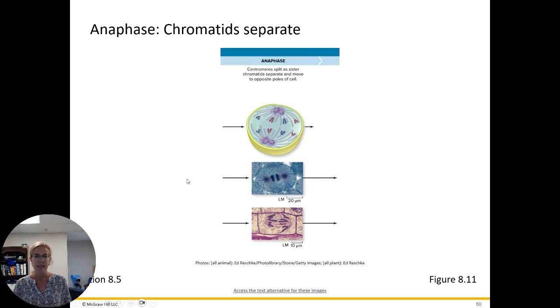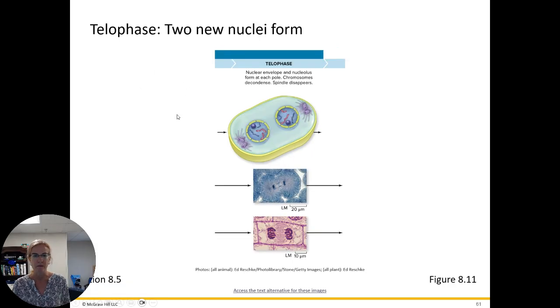In anaphase, the centromeres split. So remember, the centromeres held the sister chromatids together. They split. The sister chromatids now can separate, and they move to opposite poles in the cell. And notice the spindle looks like it's retracting as it pulls those chromosomes to either pole of the cell.